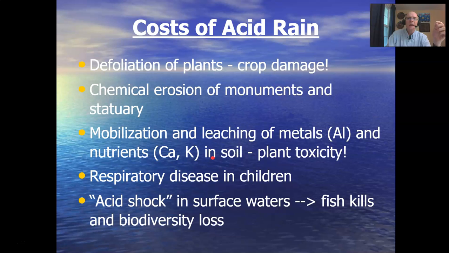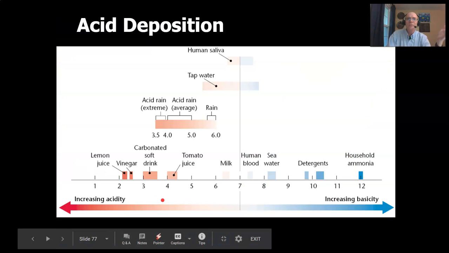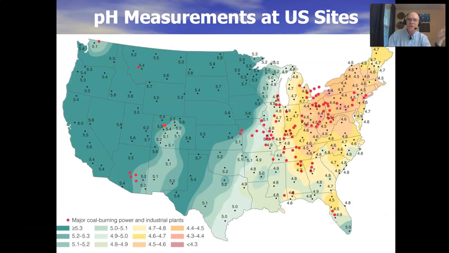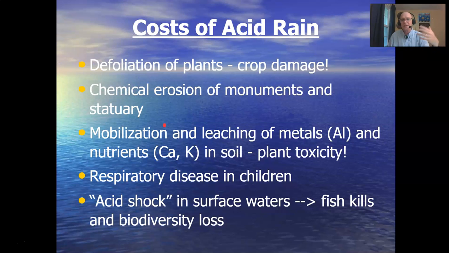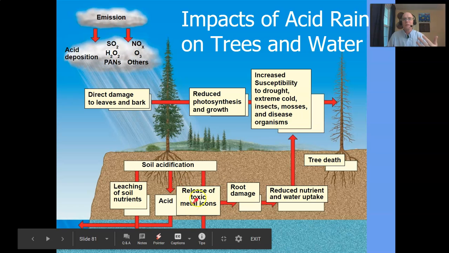Let me go back. Other things that it can cause, of course, respiratory disease. And if there's a really bad event, if there's some acid rain with a really low pH, let's say one of these extreme ones, it can cause acid shock, which will lead to a fish kill and death of aquatic organisms. So big losses of biodiversity. This is just a quick diagram you can look at on your own time that shows some of the effects: leaching of soil nutrients, release of toxic metal ions, aluminum in particular, and tree death.